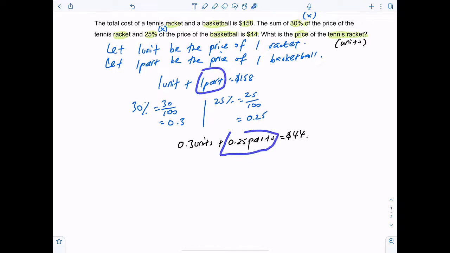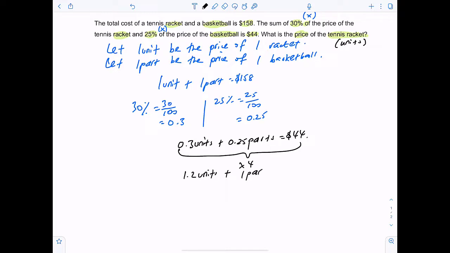The way to do that is to make the parts the same. At the moment we have 0.25 here, we have 1 here. So very quickly, if we times this by 4, we will also achieve 1 part, right? So everything in the first equation got to be multiplied by 4, so that we have 1.2 units plus 1 part is equal to 44 times 4 as well, $176.